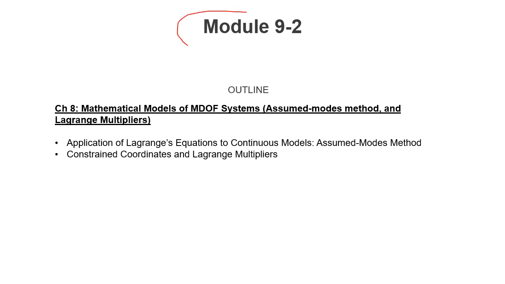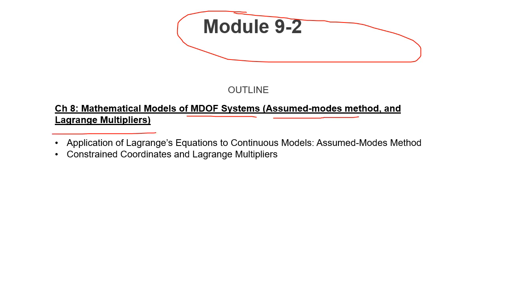For our second section within this module, we're going to look at module 9.2. So now we're going to continue on with the mathematical models of multiple degree of freedom systems. But now we're going to look at the assumed modes method and Lagrange multipliers. So we're going to take a look at the application of Lagrange's equations to continuous models with the assumed modes method and constrained coordinates and Lagrange multipliers.